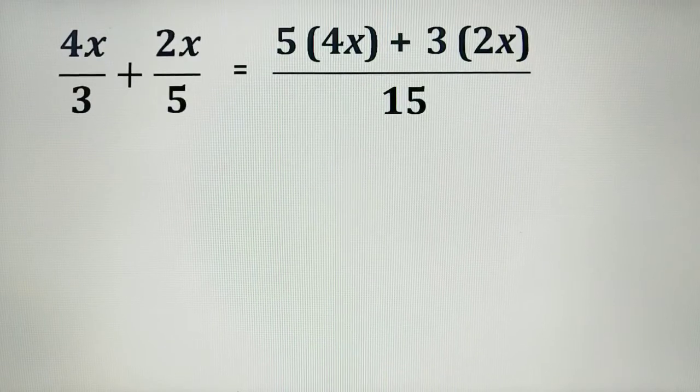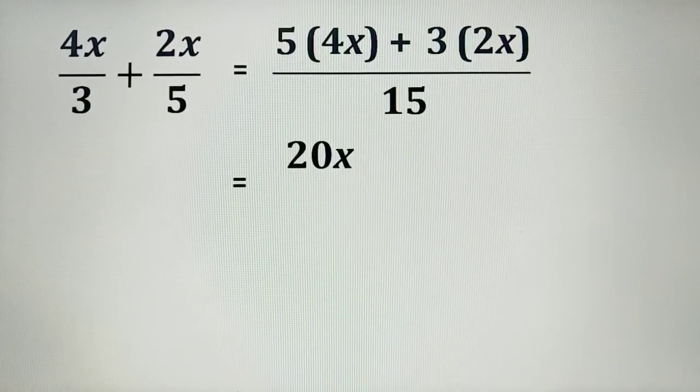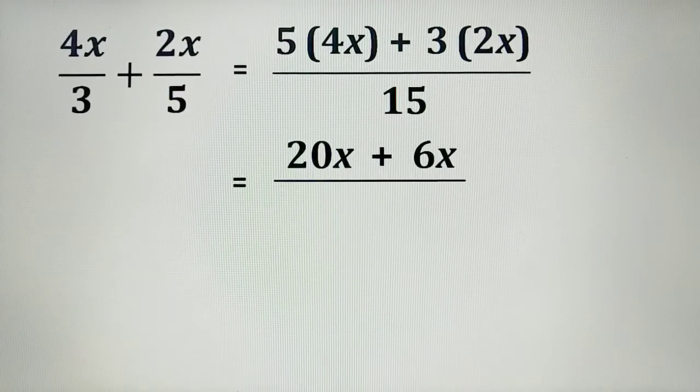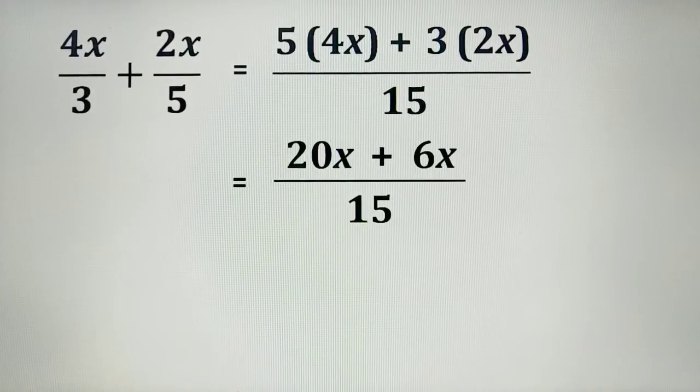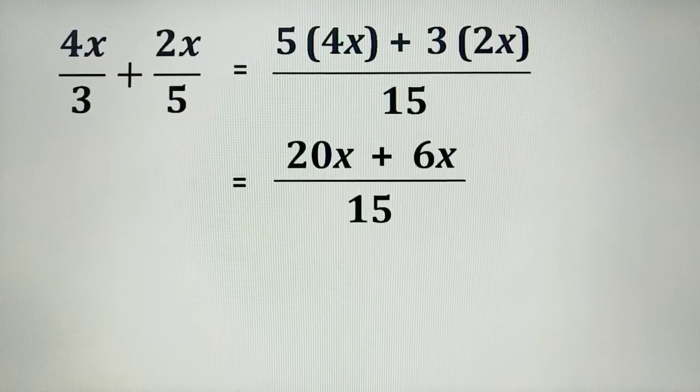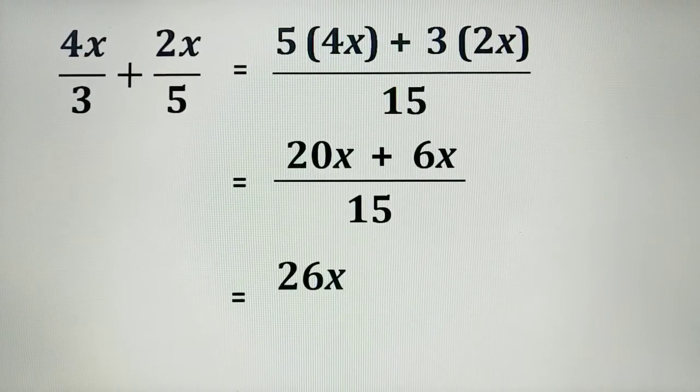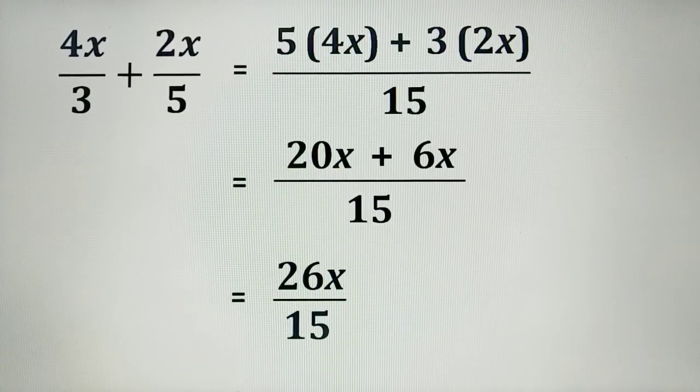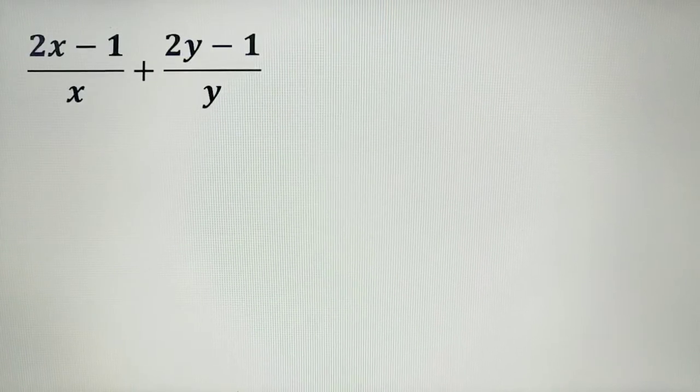Then we will simplify. 5 times 4x is equal to 20x. Positive 3 times 2x is equal to positive 6x. All over 15, our LCD. We will simplify the numerator. 20x plus 6x is 26x over 15. So our answer is 26x over 15. Let's have another example.